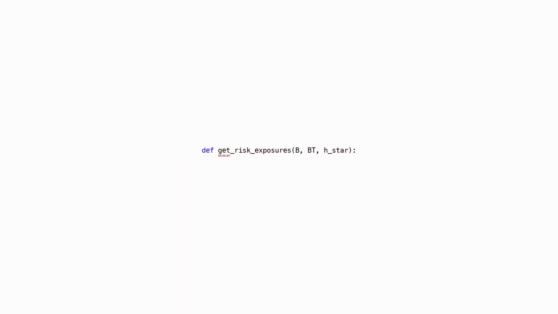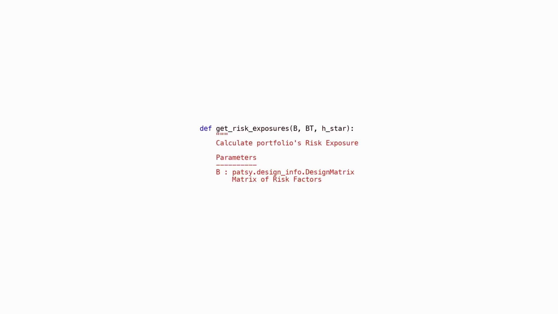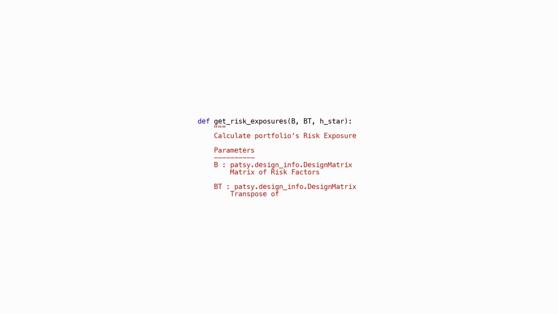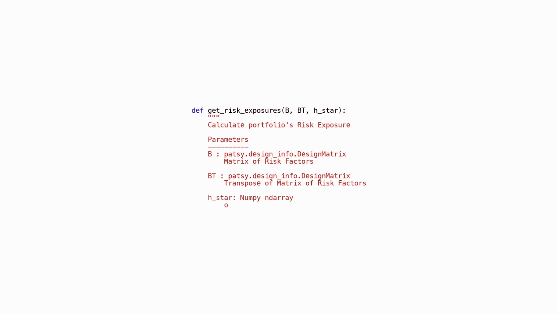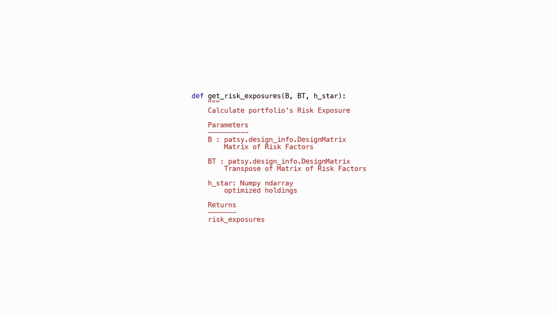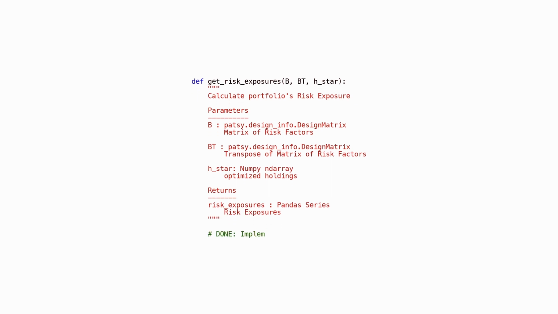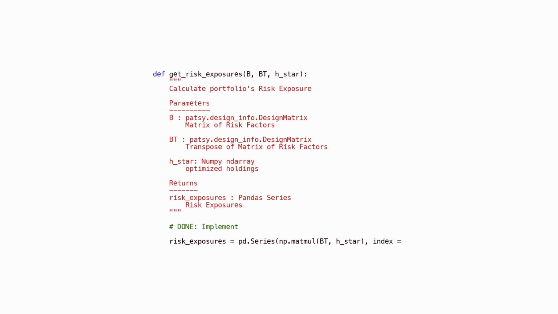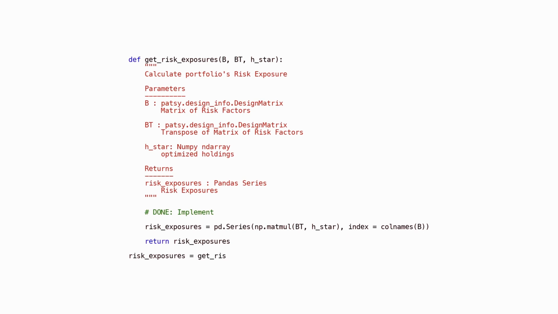This code is a function called getRiskExposures that calculates the risk exposure of a portfolio using three input variables, B, BT, and H*. B is a matrix of risk factors, BT is the transpose of that matrix, and H* is an optimized holding. The function uses Patsy design info, design matrix, and NumPy to calculate the risk exposure parameters. The result is then stored in a pandas series called risk exposures and returned as the output of the function. Overall, this function is used to calculate and provide a quantitative representation of the portfolio's risk exposure, which is important in assessing and managing investment risk.